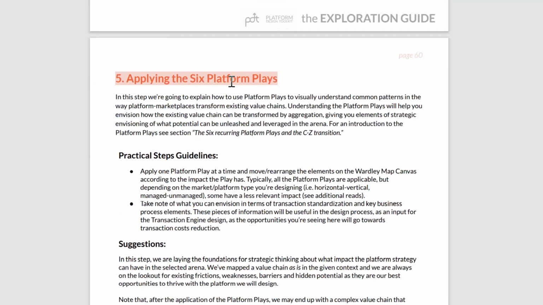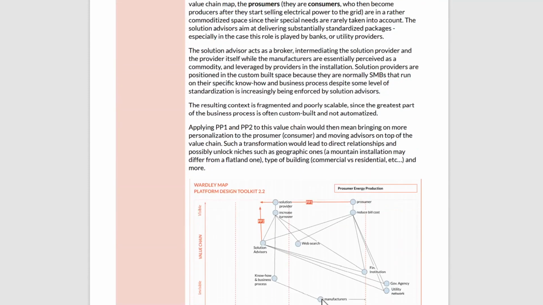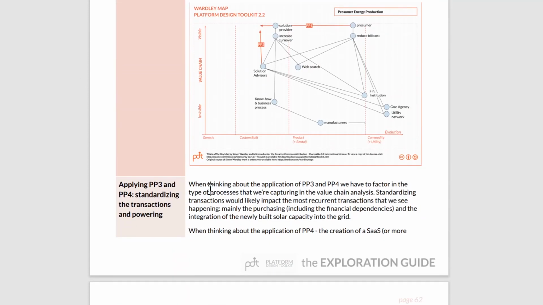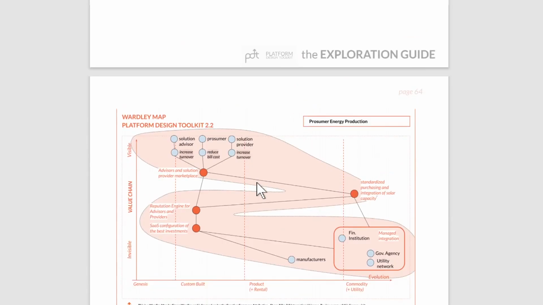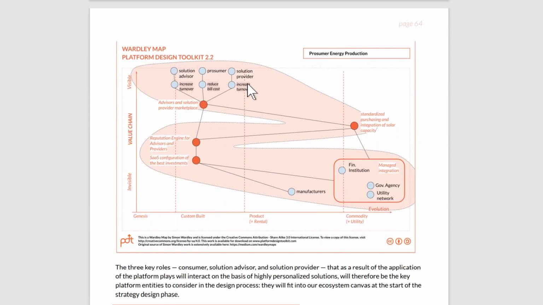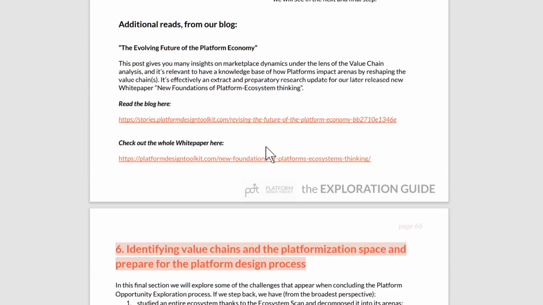Then after that, there is the guide. The guide goes through applying the 6 platform plays and explains in detail what it means, as you can see with visuals, using the example that we mentioned. And then after this, you end up with this transformed value chain, and we help you understand how to move from it and what insights you can grab from the key points that emerge in terms of how you set up the actual platform design process, starting from the ecosystem canvas and moving into the entity portraits and motivation matrix and so on, as you know.